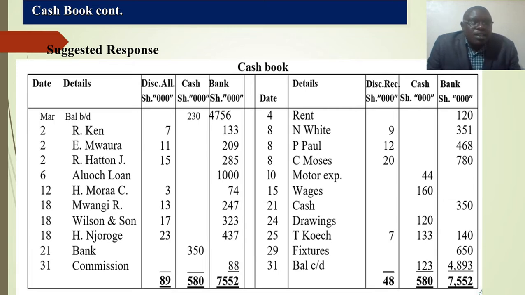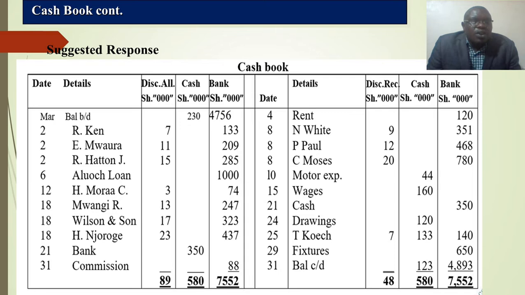Then on the same date, 8th, we paid a supplier called People, and the amount we paid him is 468,000 Kenya shillings, having deducted 12,000 discount. In other words, now we retained the 12,000. 12,000 is the discount we received from that supplier. Then on 8th again, we are having a supplier whom we paid 780,000 Kenya shillings, having deducted 20,000 discount. So we received discount of 20,000 Kenya shillings.